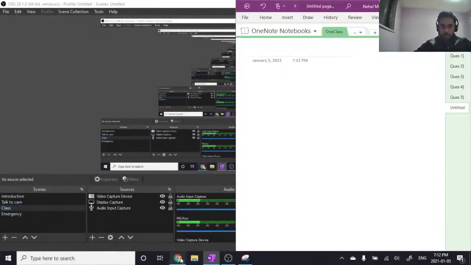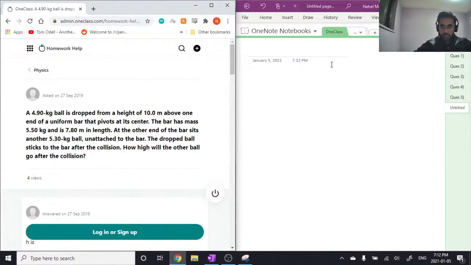Okay, let's jump into the next question. So that's question 6 for today's session. A 4.9 kg ball is dropped from a height 10 meters above one end of a uniform bar that pivots at its center. Okay, so let's draw this question as we go along.